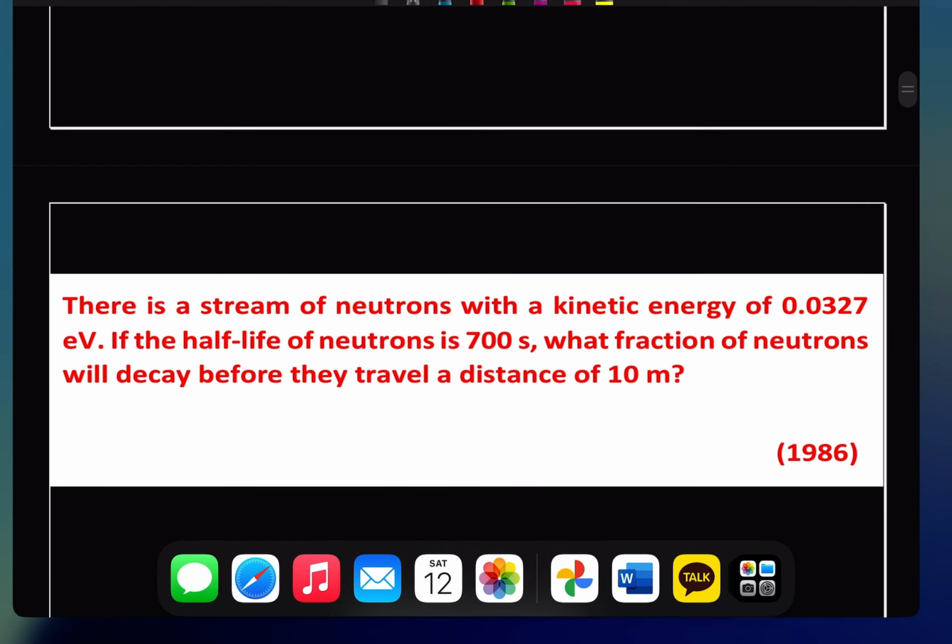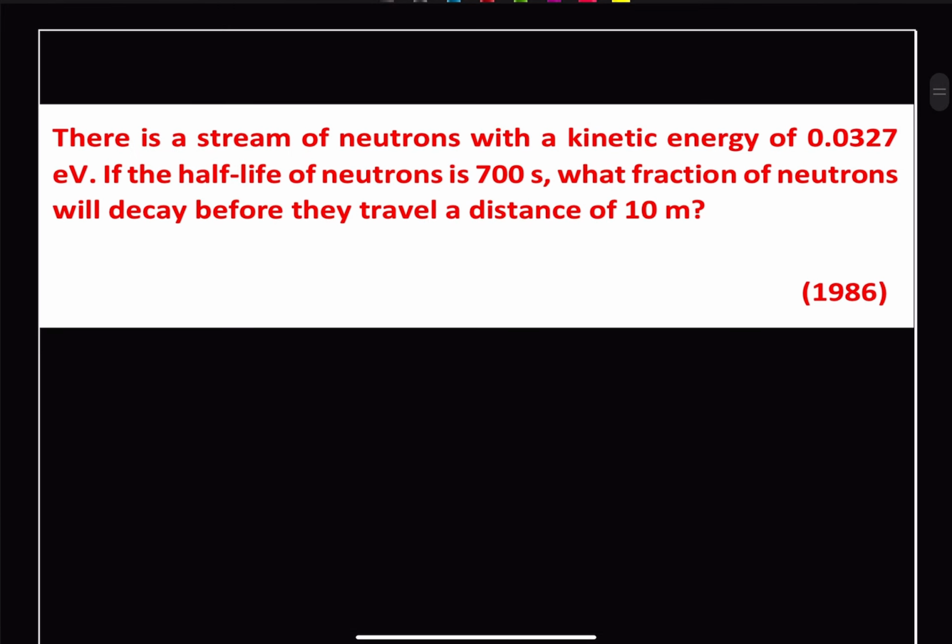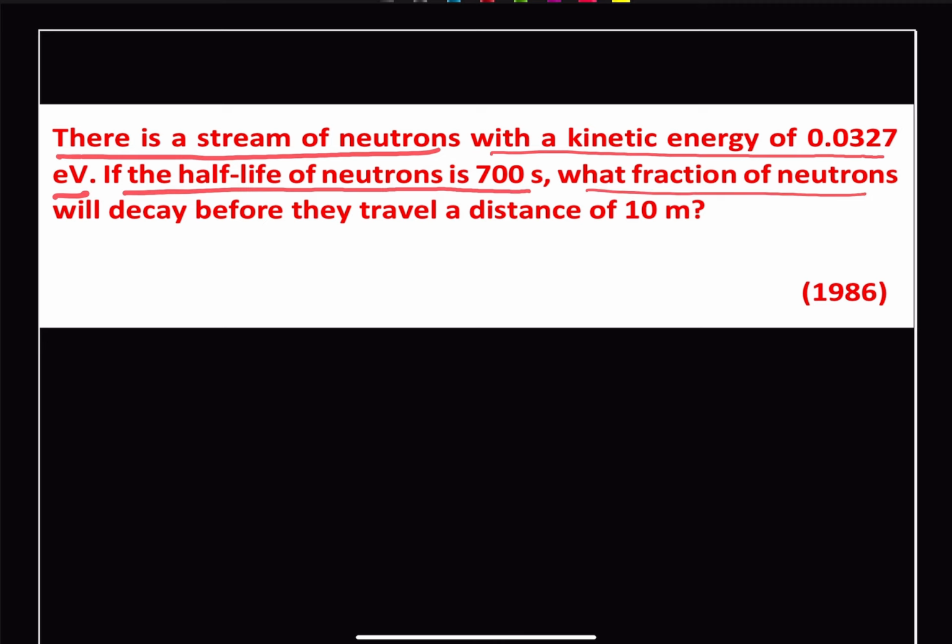Next question. It states that there is a stream of neutrons with a kinetic energy of 0.0327 electron volt. If the half-life of neutrons is 700 seconds, what fraction of neutrons will decay before they travel a distance of 10 meters? We are given the kinetic energy, and we have to find the fraction that decays when they travel a distance of 10 meters.